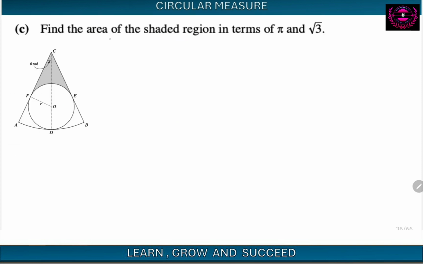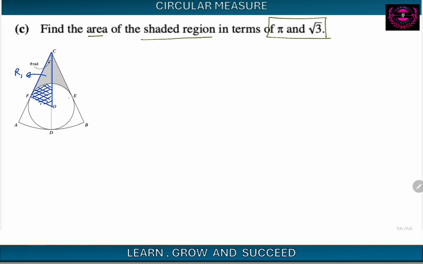Part C. Find the area of the shaded region in terms of pi and root 3. Area of the shaded region. So look, if we can find the area of triangle COF, then by subtracting the area of the sector from the area of the triangle, we can get the area of this region. Let's say this is R1.